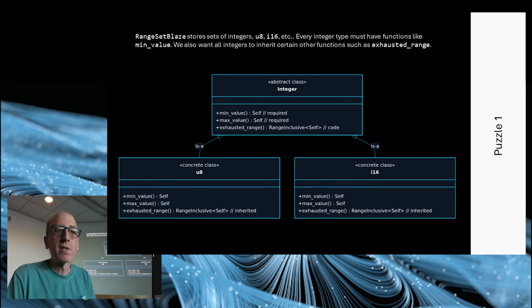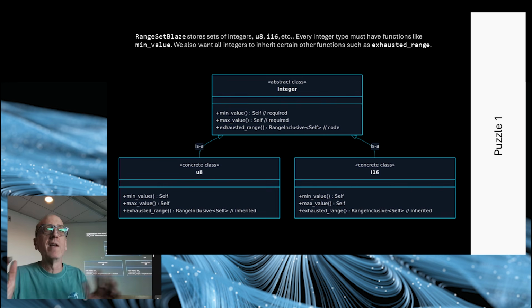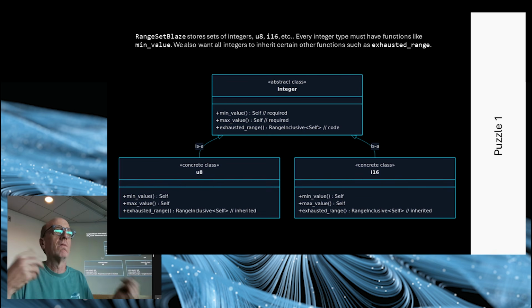So here's the first problem we have. This is from a crate I have called range set blaze. Range set blaze is a data structure that represents sets of integers like U8s. It can work with different kinds of integers, so an I16 or whatever. For it to do that, it needs to be able to manipulate the integers, so it needs them to have functions like give me your min value, give me your max value. There's one it wants called create an exhausted range for this integer type.